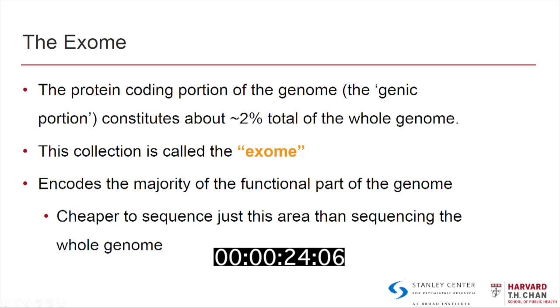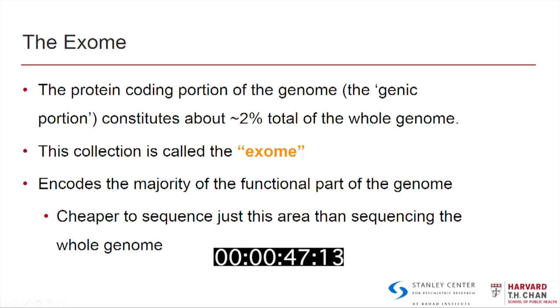And in medical genetic studies, for the most part, we're most interested in the protein coding areas, or the exome, the exonic regions of the genome. So this is only around 2% of the whole genome, depending on your particular estimation. And it has most of what the well-characterized functional regions are.